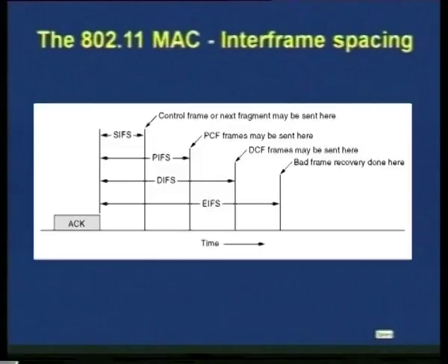So, if you look at this, you can see the same thing. I have an acknowledgement over here, right. Once the acknowledgement is over, a control frame can start immediately after an SIFS time. A PCF frame can be sent over here only. A DCF frame can be sent only after the DIFS spacing, so it can be sent over here, and a bad frame recovery or an error recovery can be done only over here after the EIFS spacing. So, you can see how this interframe spacing helps us to space out the different frames corresponding to the different functions that we have over here.